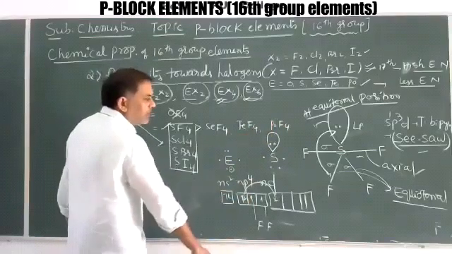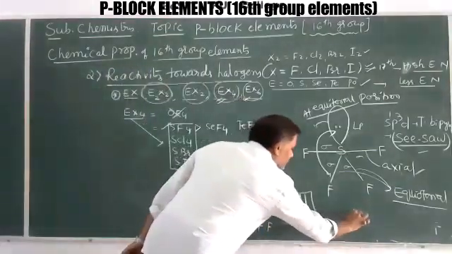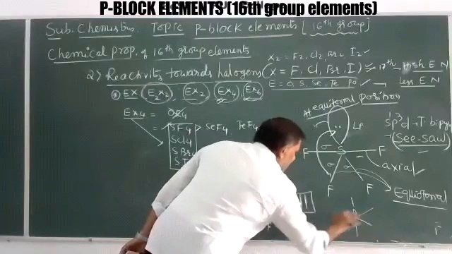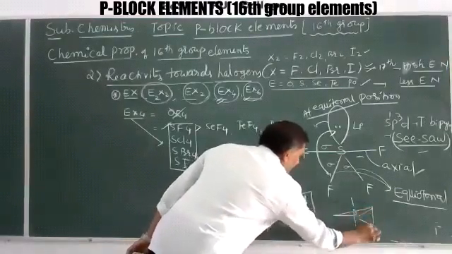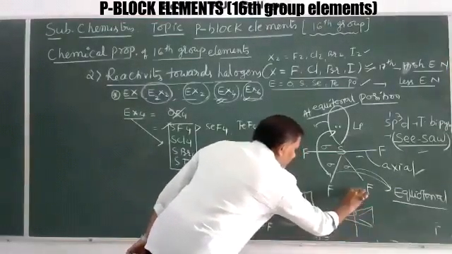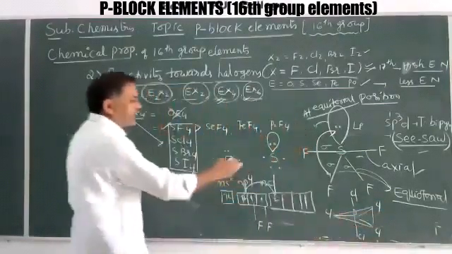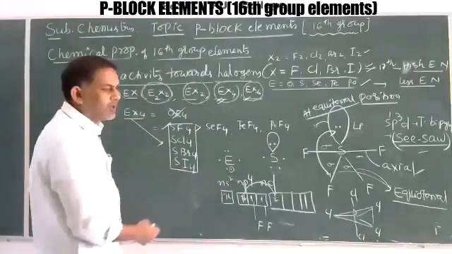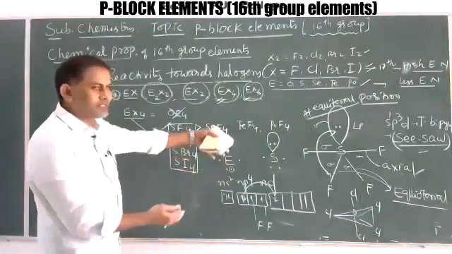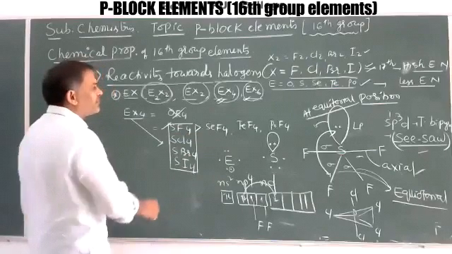Just like in PCl5, already explained to you in the 15th group elements, phosphorus pentachloride has 5 Cl atoms. Among these 5 bonds, 3 are equatorial and 2 are axial bonds. Same as these bonds here. Okay?